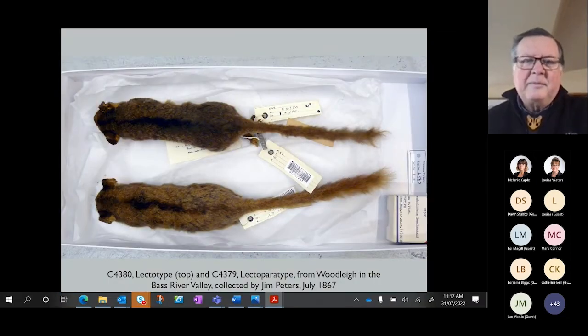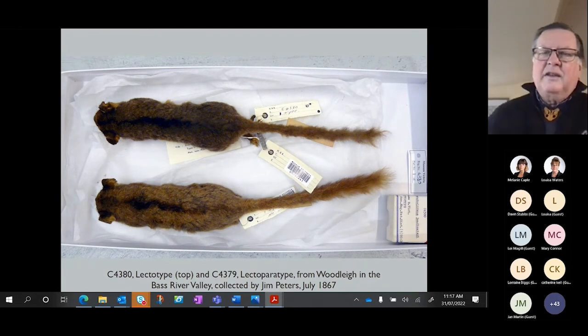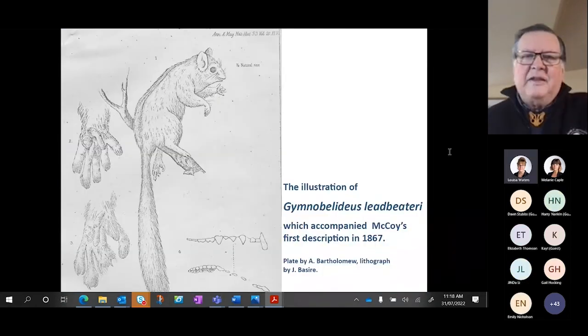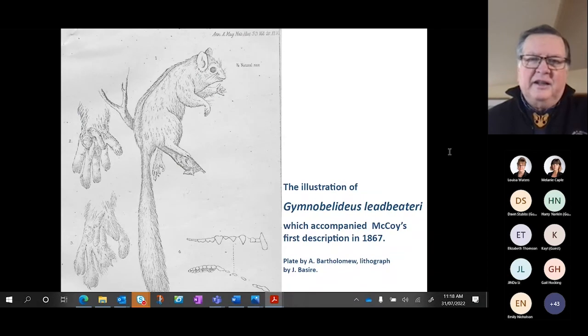These are the first two skins of Leadbeater's possum that were collected near the Bass River in West Gippsland and were sent to the Melbourne Museum in 1867. Next. This is an illustration of Leadbeater's possum that was prepared for the initial scientific description of the animal in 1867. So it's the first illustration we have of Leadbeater's possum.